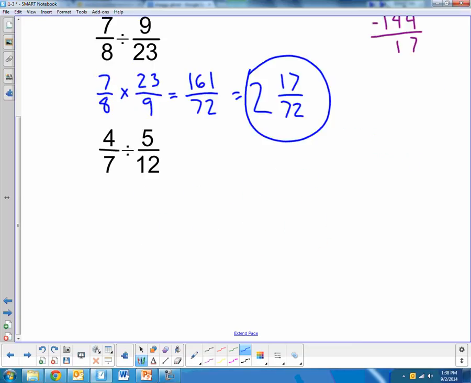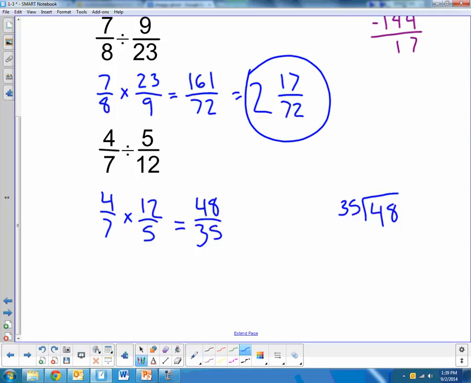The last one, again, I'm going to take the reciprocal of the second number. I've got 12/5, and I'm going to make this a multiplication, and I leave the first number alone, 4/7. I can't do any cross simplifying, so I'm just going to multiply straight across. 4 times 12 is going to give me 48, and 7 times 5 is going to give me 35. This is improper. I'm going to have to divide. 48 divided by 35. 35 only goes into 48 once. They're pretty close together. And so when I subtract, I'm going to get 13 left over.